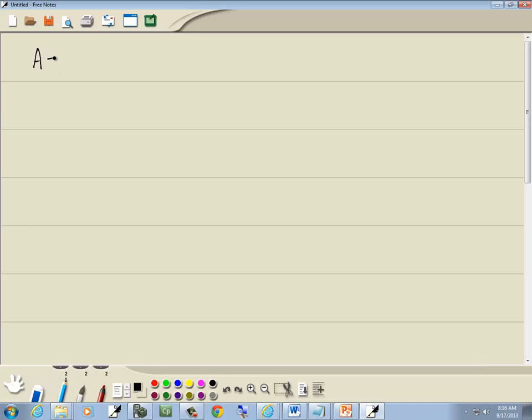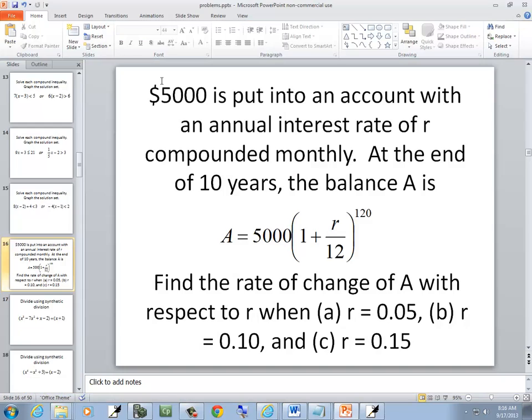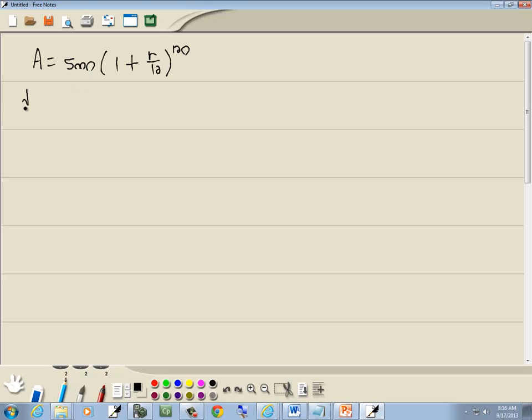So we got A is equal to 5,000, 1 plus R over 12 to the 120th power. And we want to find the derivative of A with respect to R. That's our rate of change. Now remember, if you have a number out in front, number just stays out in front.